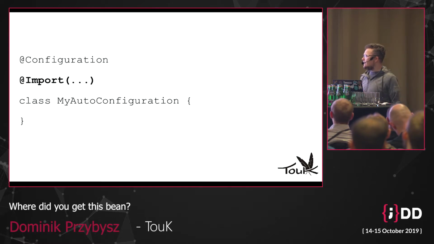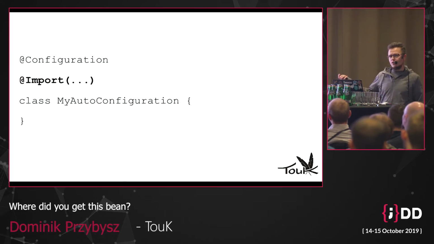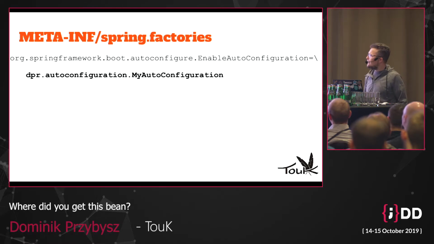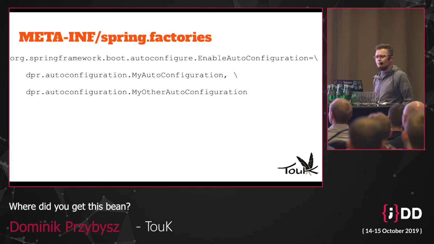When we have created such an auto configuration, we should tell Spring that this is an auto configuration, because at this moment, this is a normal configuration class. We should create a META-INF spring.factories file, in which we put the fully qualified name of the enable auto configuration annotation as a key, and as a value the fully qualified name of our auto configuration class. Of course, we could define more and more of them, and it's done. We have an auto configuration.